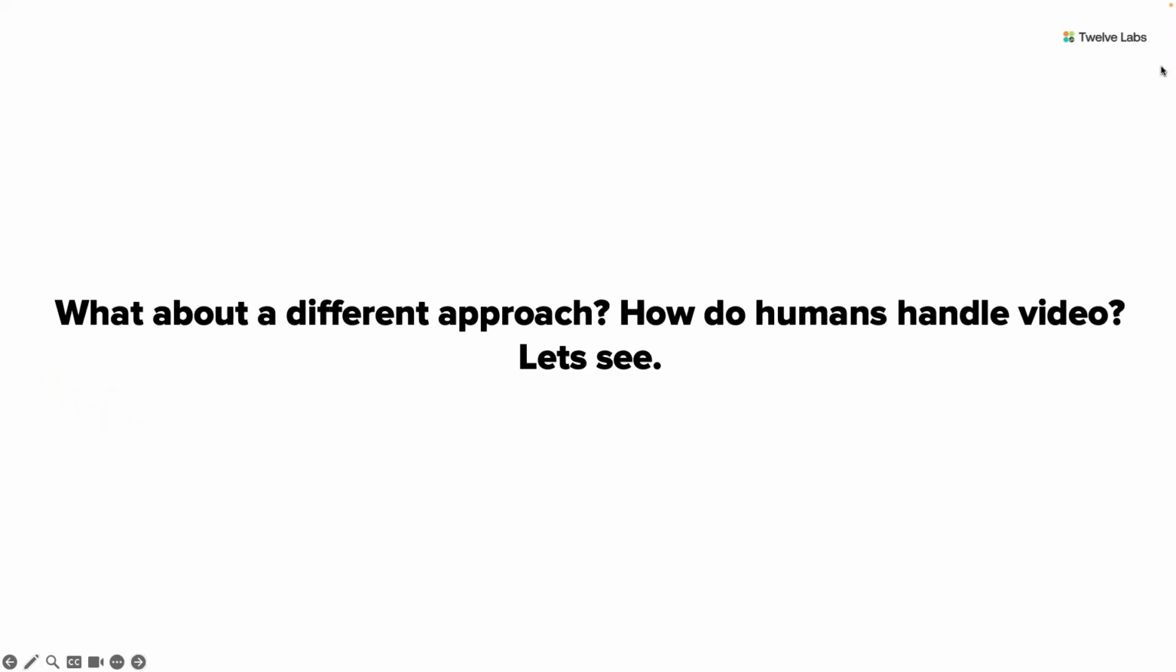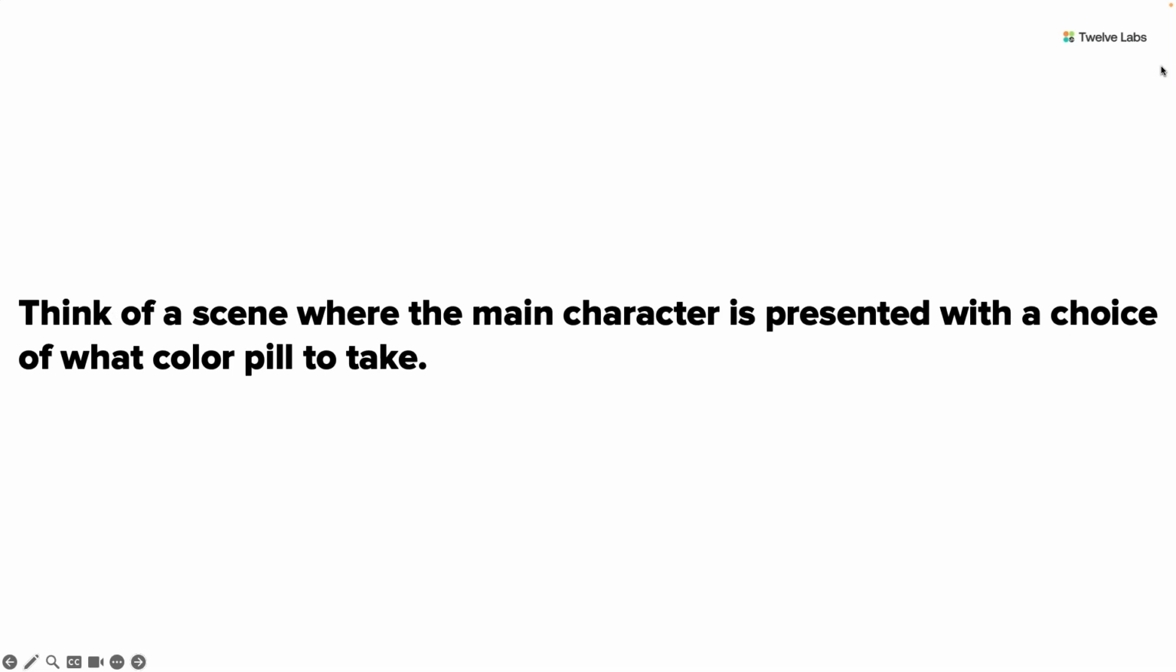So if we think about a different approach, mainly how humans handle video, what would that look like? We can do a little bit of an experiment here to experience that in real time. Everybody is running a foundation model or collection of foundation models in their head. So if we go to the next slide here, and I ask you to think of a scene where the main character is presented with a choice of what colored pill to take, right? So maybe a red pill or a blue pill.